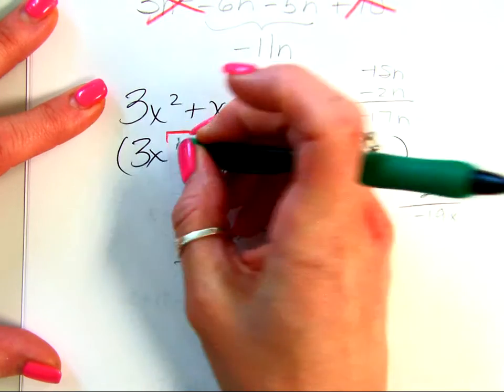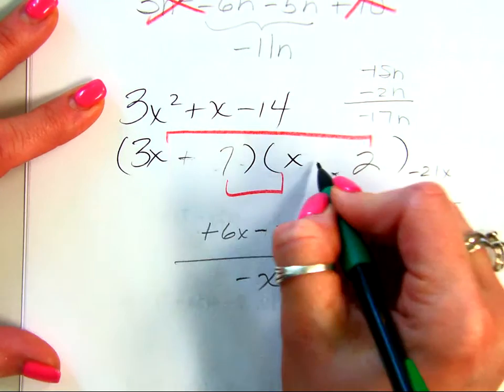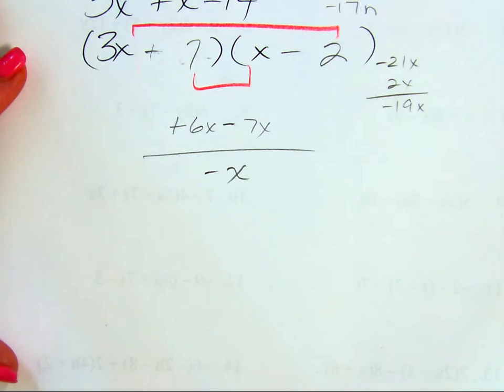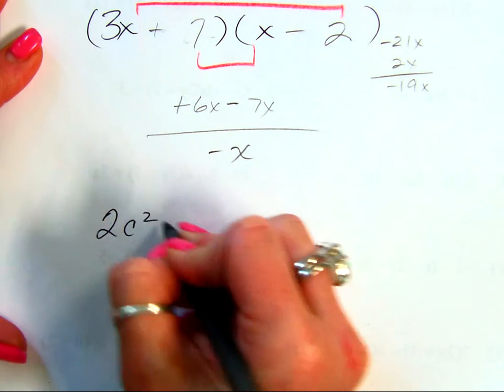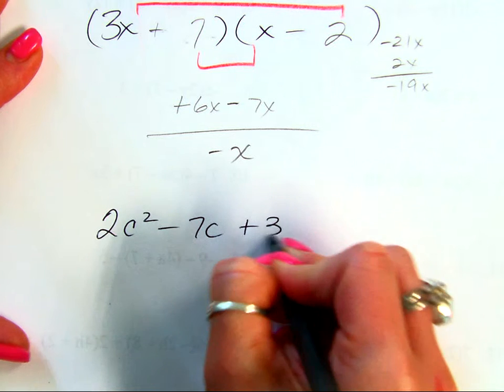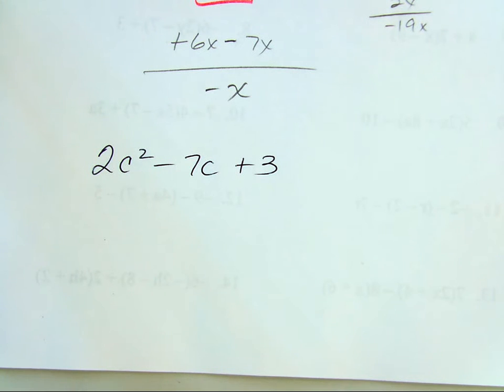So I'm going to give you one that I want you to just kind of try with trial and error and see how it goes. 2c squared minus 7c plus 3. Just give it a good go with trial and error.